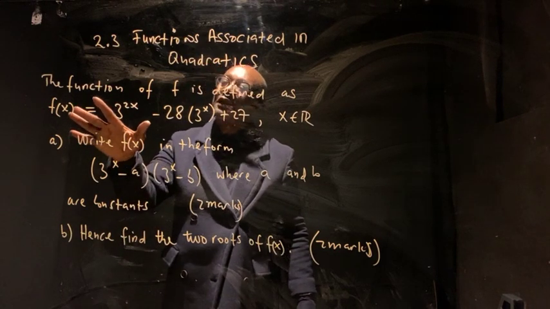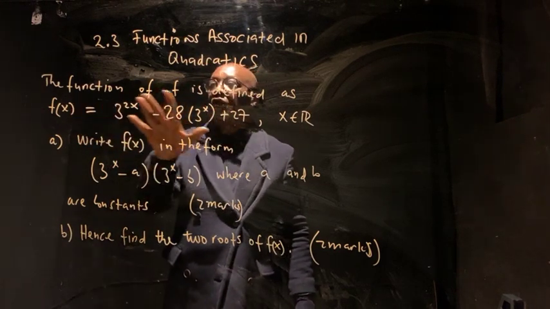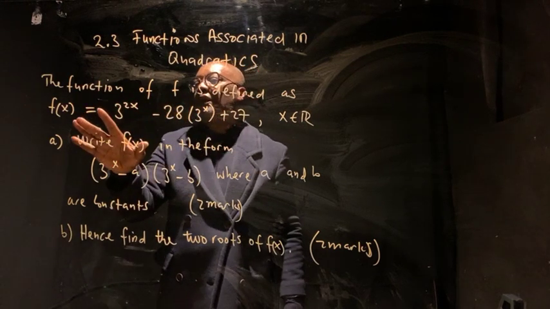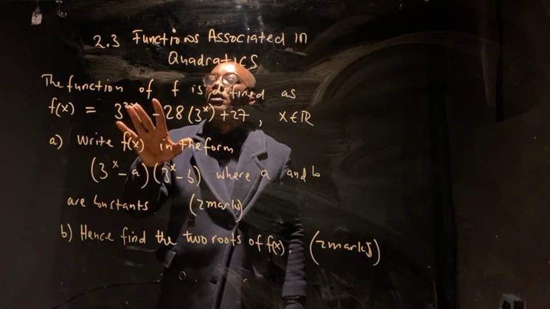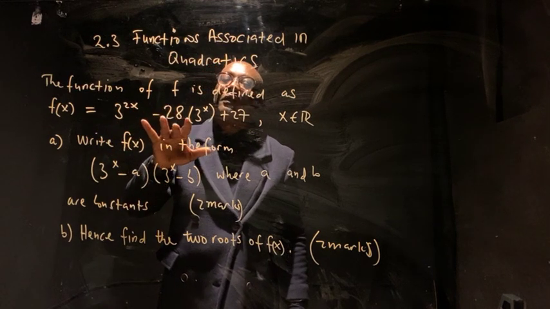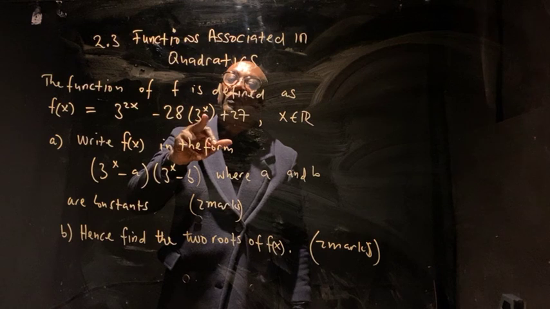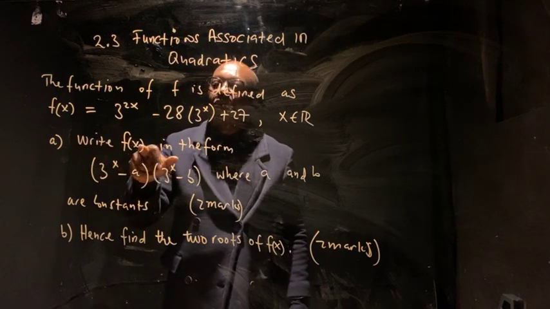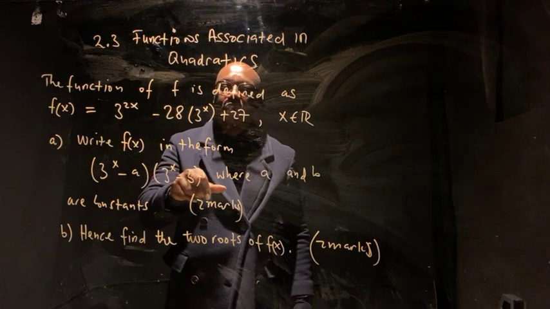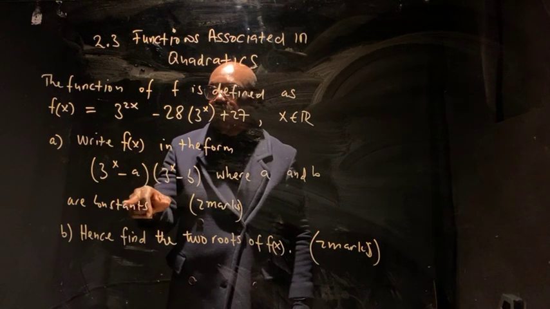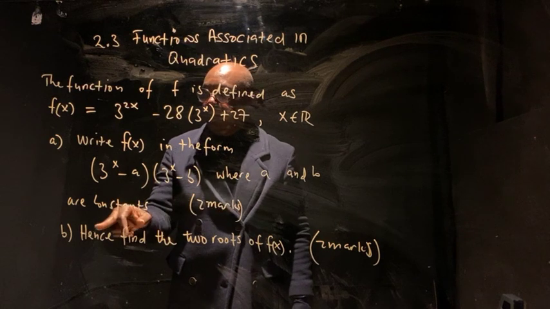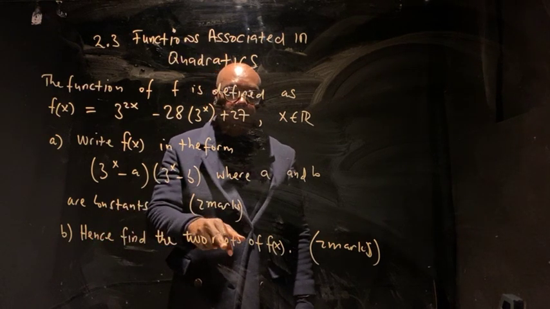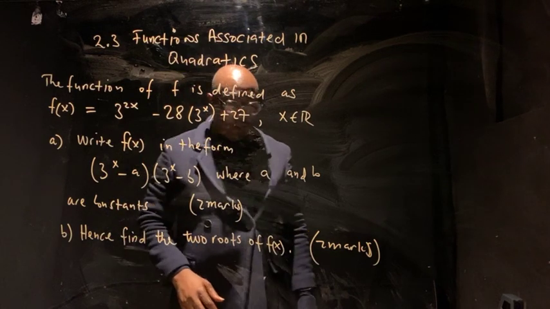Let us go through the question again. The function f is defined as f of x equal to 3 raised to the power 2x minus 28 multiplied by 3 raised to the power x plus 27. The first part, write f of x in the form of this, where a and b are constants to be found. The second part says, hence, find the two roots of f of x. Take your time to copy.